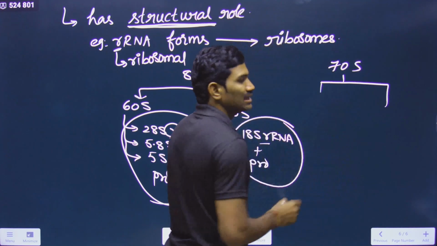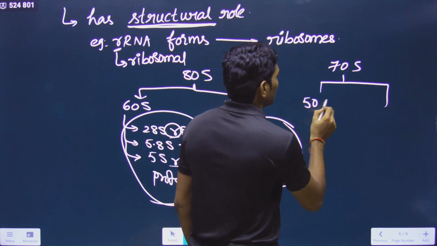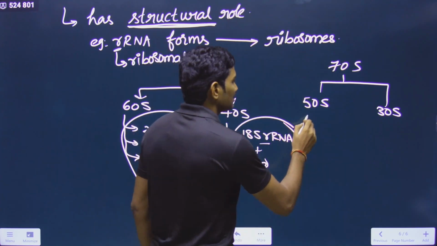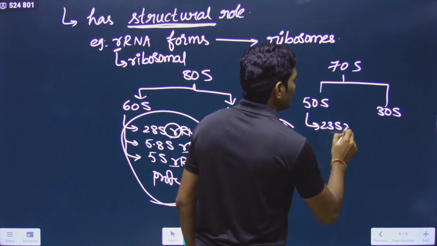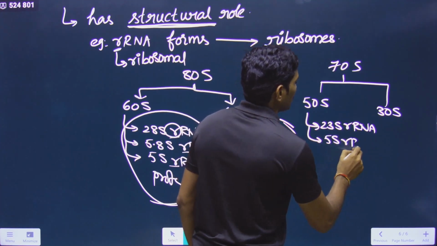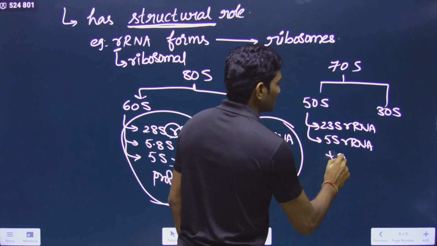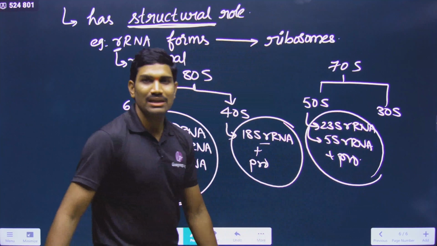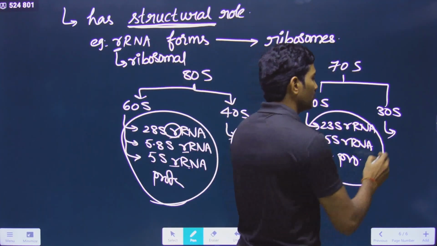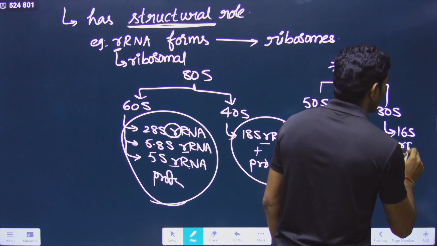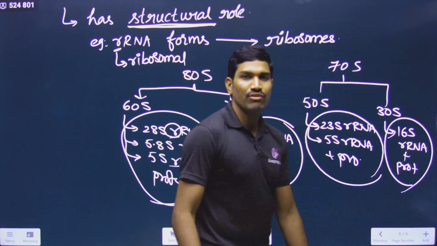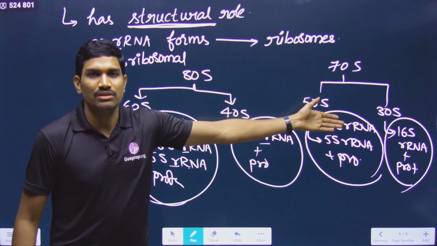In the same way, for the 70S ribosome, the larger subunit is 50S and the smaller subunit is 30S. In the larger subunit, 23S rRNA and 5S rRNA are present along with some proteins, forming the larger subunit. Already we studied all these things. And in the smaller subunit, 16S rRNA is present plus some proteins, and they form the smaller subunit.